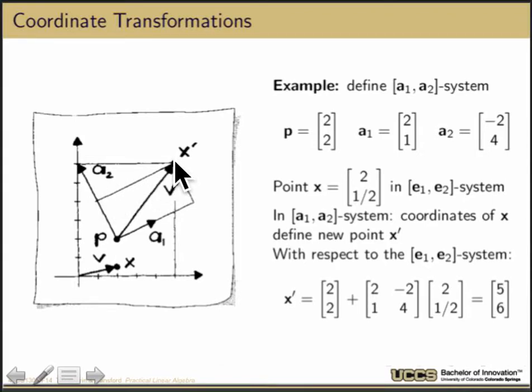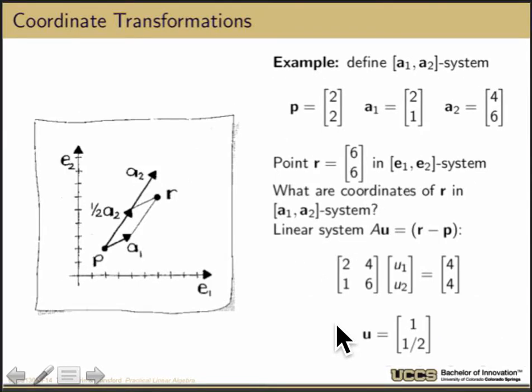So coordinate transforms are about mapping one coordinate space into another, and this affine transformation of multiplying by the matrix and adding the translation gives us an easy way to do that.